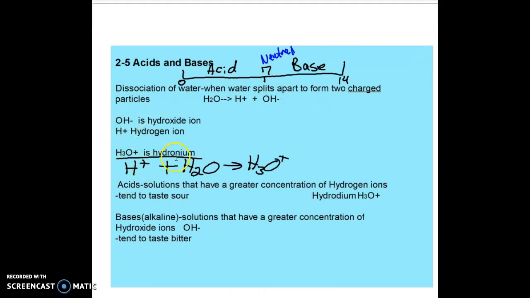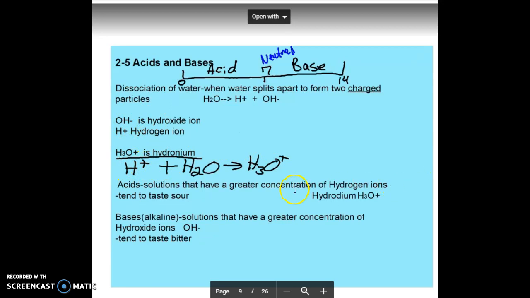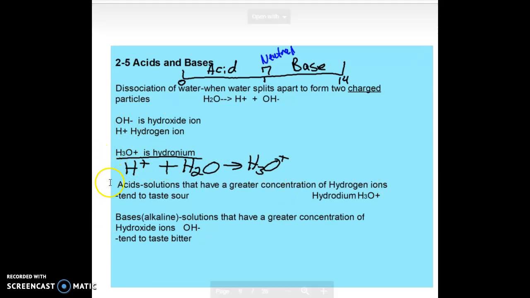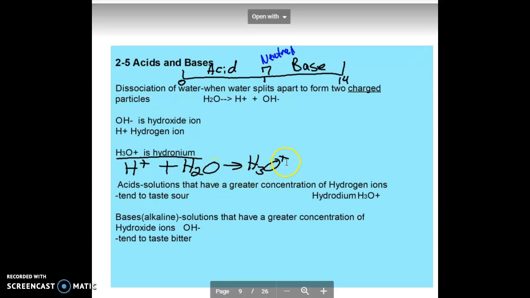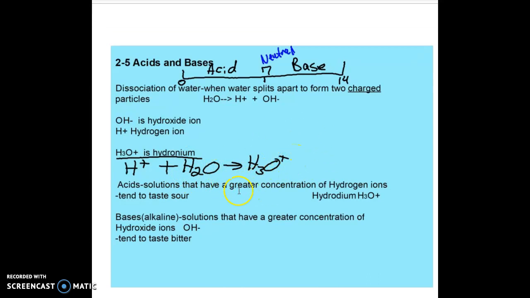So those two ions, what can happen when we put an acid in a solution is an acid can donate a hydrogen ion that also can bond with a whole water molecule to produce something called a hydronium ion. So acids, by definition, are solutions that have a greater concentration of hydrogen ions than they do of hydroxide ions.